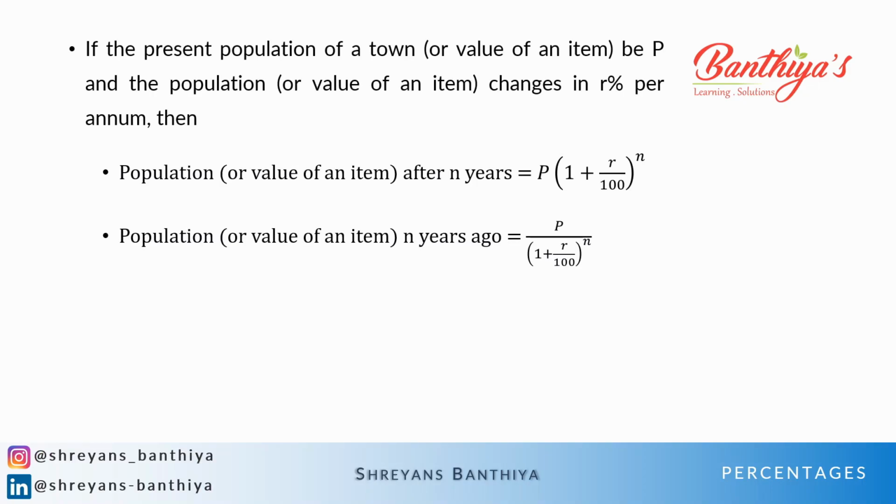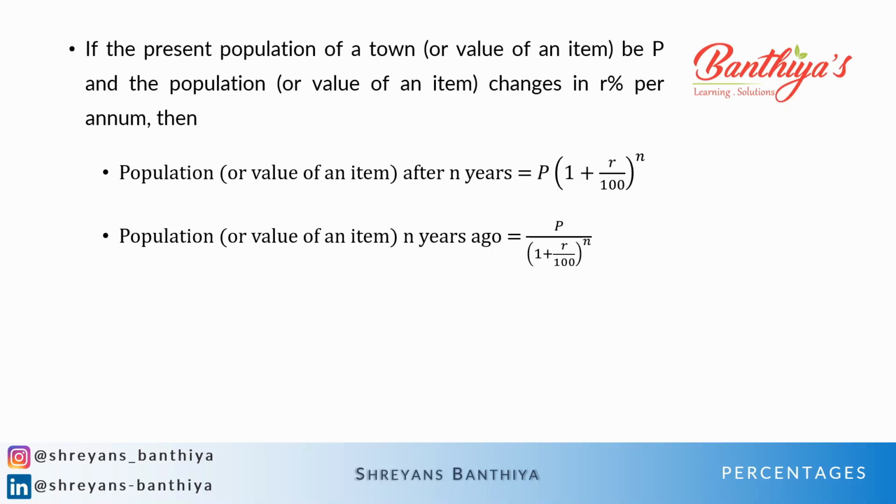Now let's understand the final concepts of this chapter. If the population of a town or value of an item is P, and the population or the value of an item changes at R% per annum, that is, it might be inflation or decrease, or basically the growth or decrease in the population or value of the item. Depreciation is a similar concept of decrease in the value of a commodity across the years by a certain percent. So these are the formulas, and yes, these are the formulas of compound interest and present worth. We will talk more about this.